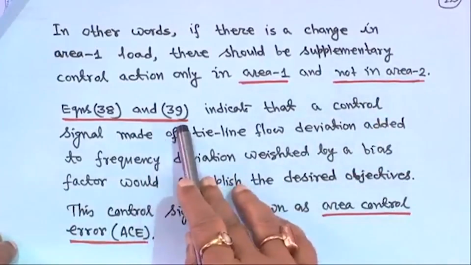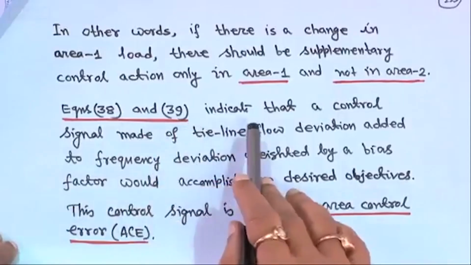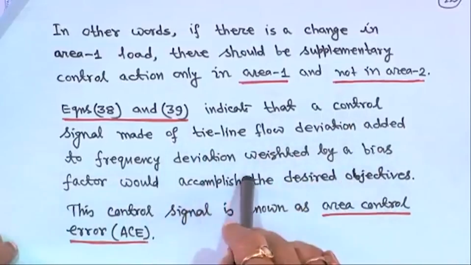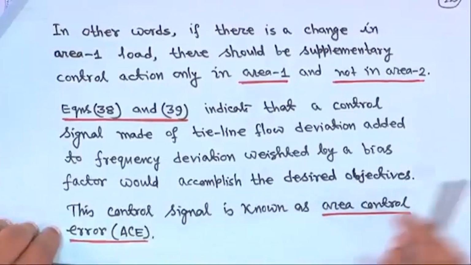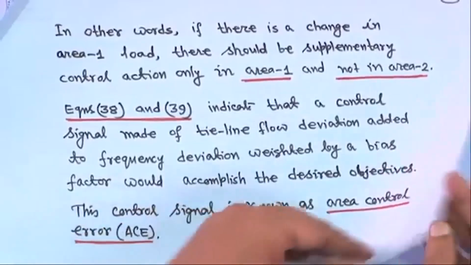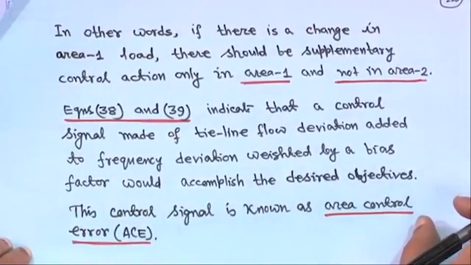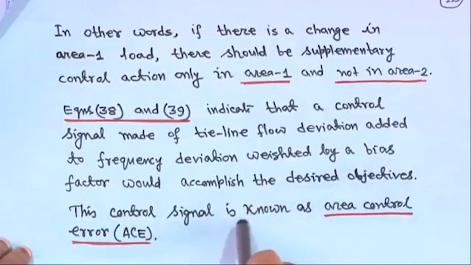Now, equations 38 and 39, those equations for delta F SS and delta P tie 1 to 2 SS, indicate that a control signal made of the tie line power flow deviation added to the frequency deviation weighted by a bias factor would accomplish the desired objective. Because in each area you have the steady state error in frequency as well as tie power deviation, if there is no controller there will be a steady state error. This control signal we call the area control error, or ACE in short form.